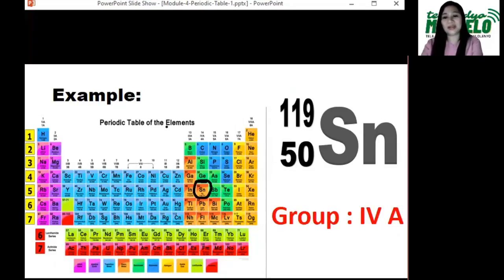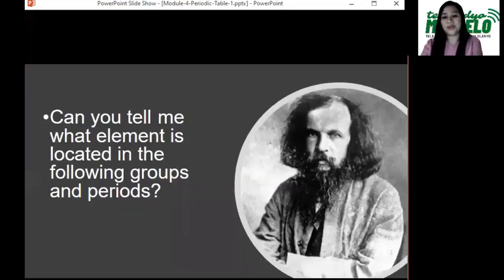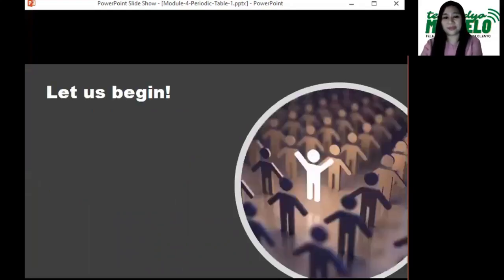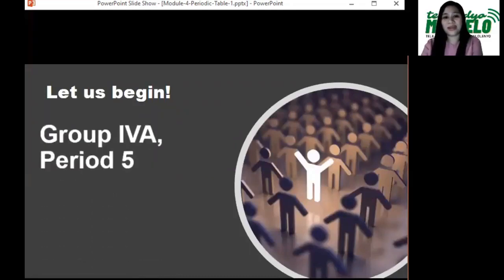This time, can you tell me what element is located in the following groups and periods? Let's have the first one. Name the element that belongs to group 4A and period 5. What is this element?